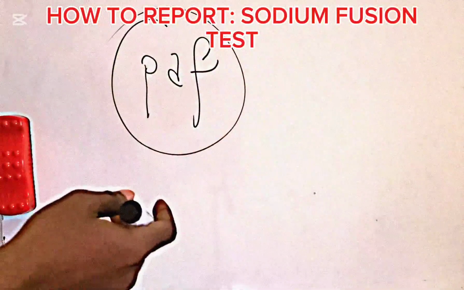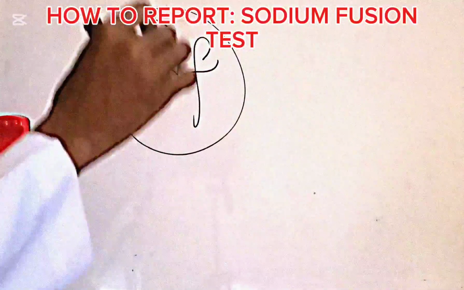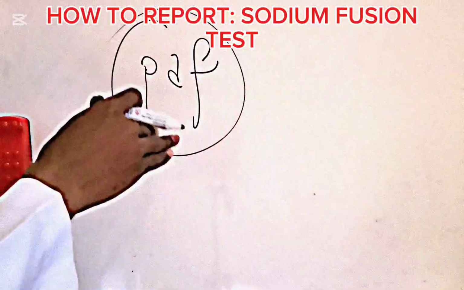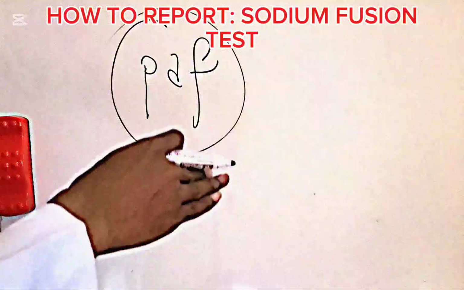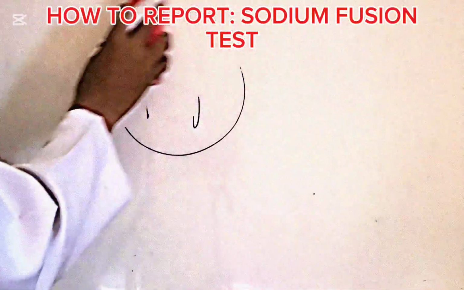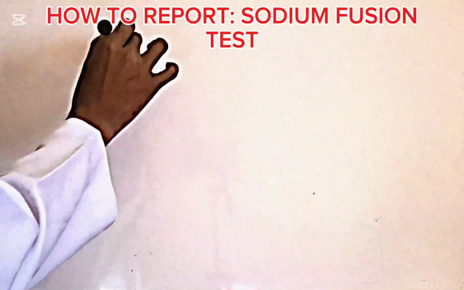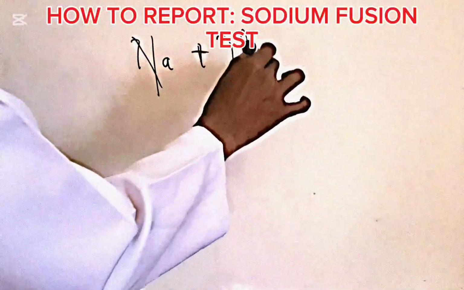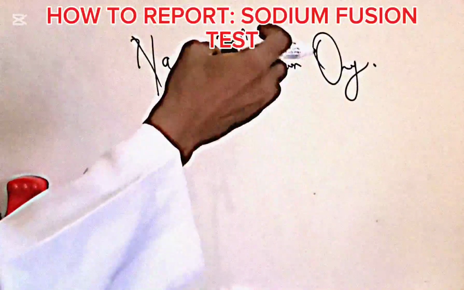I've seen most of you reporting gibberish that doesn't even make any sense. So I'm only going to shed light on how you should report your experiment, like this sodium fusion test. That is how you're supposed to report all the experiments in your manuals. Basically, you were supposed to have conducted a sodium fusion test where sodium was fused with an unknown organic compound, right? So you prepared this sodium fusion extract.